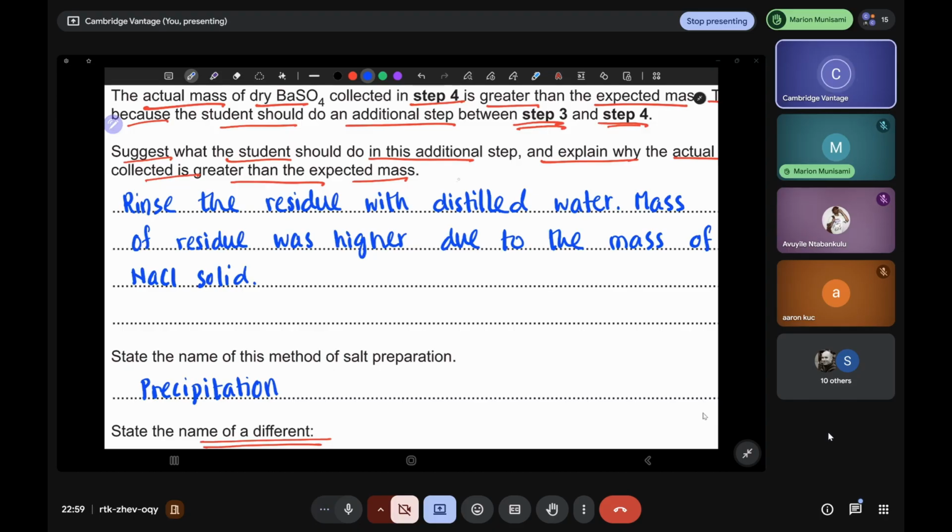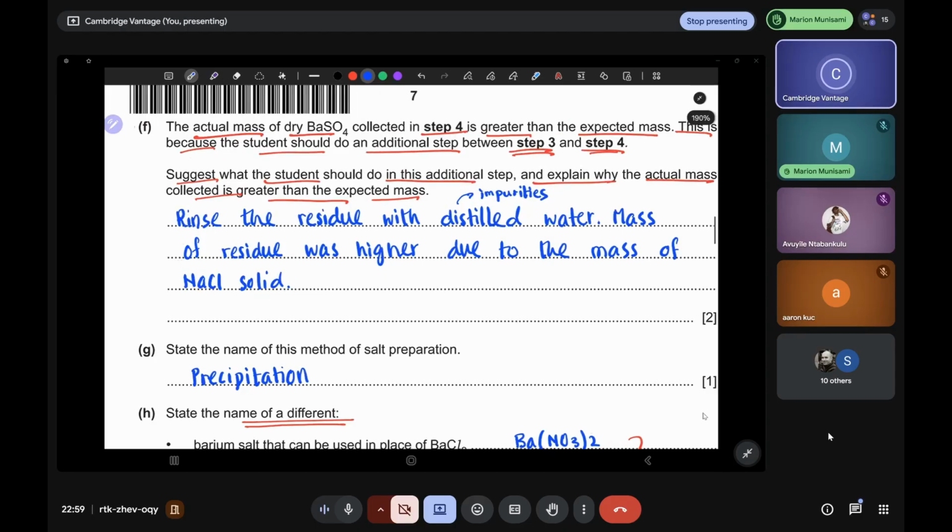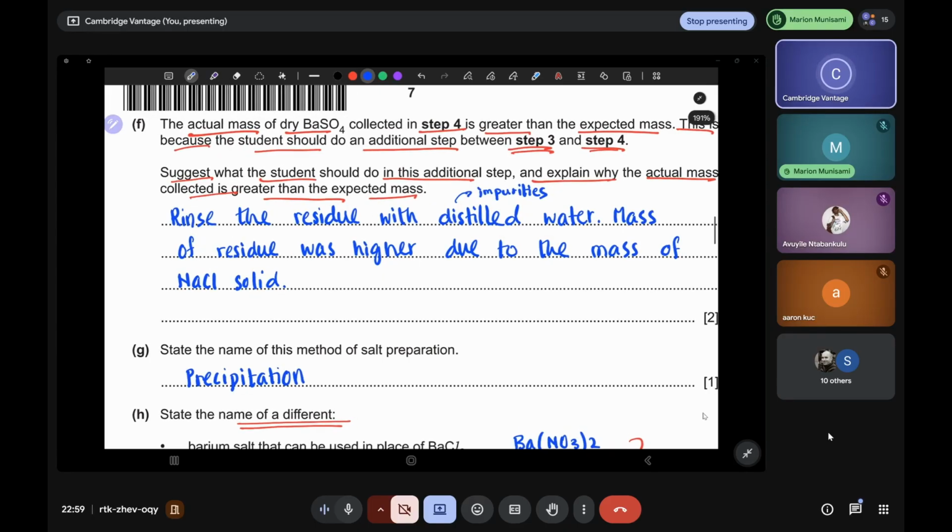There is a reason we are using distilled water. Distilled water doesn't contain any impurities. It doesn't contain any ions or anything. The tap water that we use does contain a lot of ions, a lot of metal ions, a bit of chlorine, and a lot of other substances as well. So if you do use it, then it ends up affecting your results. But distilled water contains none of it. It's pure H2O. So you rinse the residue with distilled water, and then the mass of residue was higher due to the mass of NaCl solid. If you write these two sentences, you score the full 2 marks in this question.